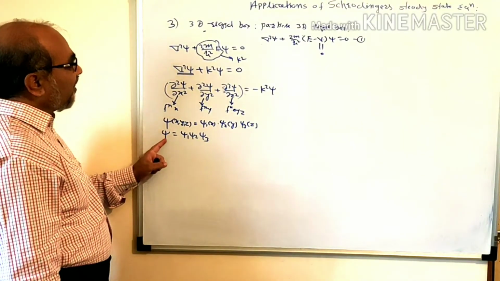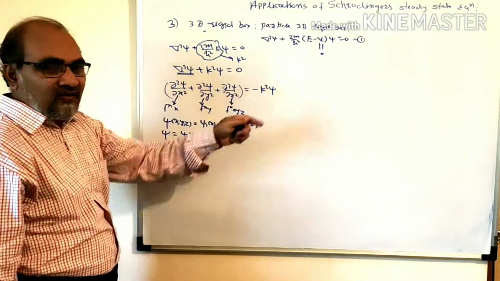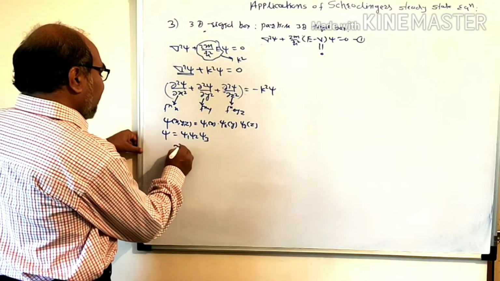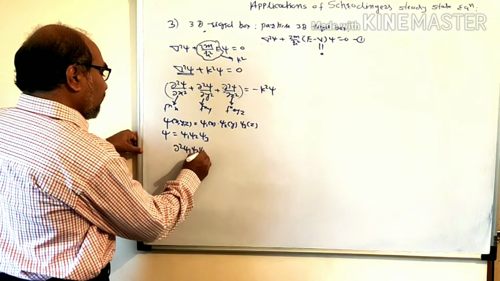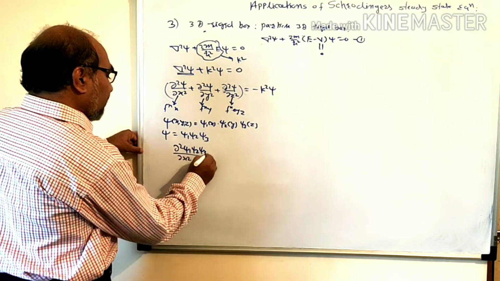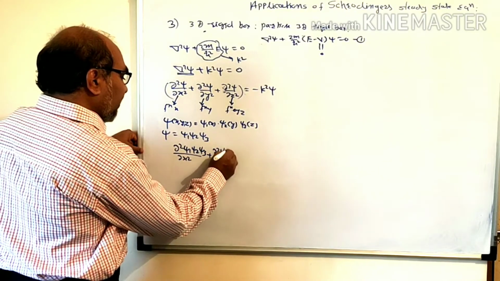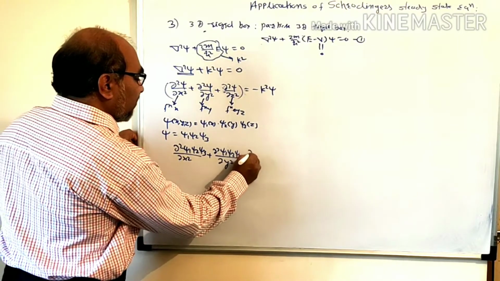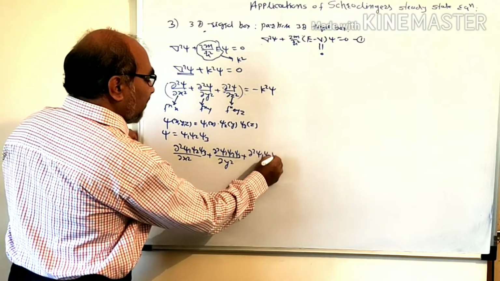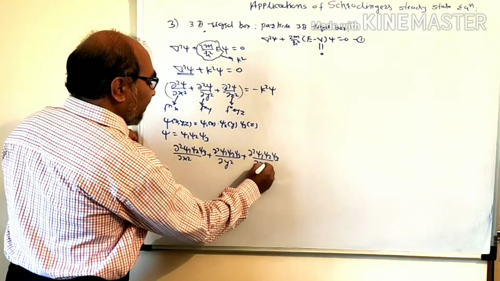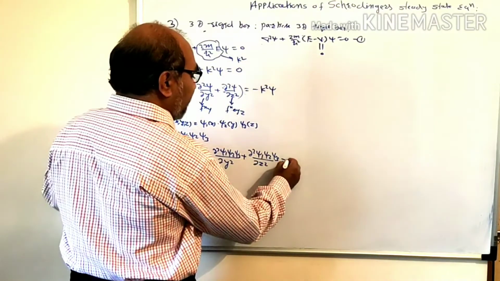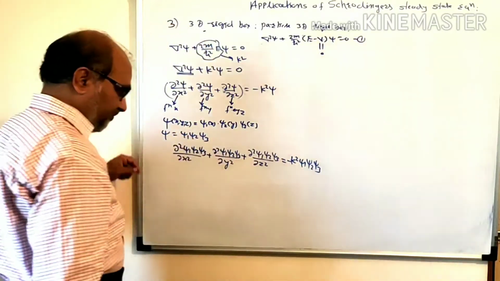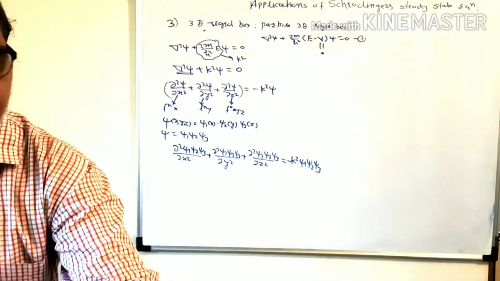Put psi equal to psi 1 psi 2 psi 3 in all situations, and we have ∂²(psi 1 psi 2 psi 3)/∂x² plus ∂²(psi 1 psi 2 psi 3)/∂y² plus ∂²(psi 1 psi 2 psi 3)/∂z² equal to minus k² psi 1 psi 2 psi 3.